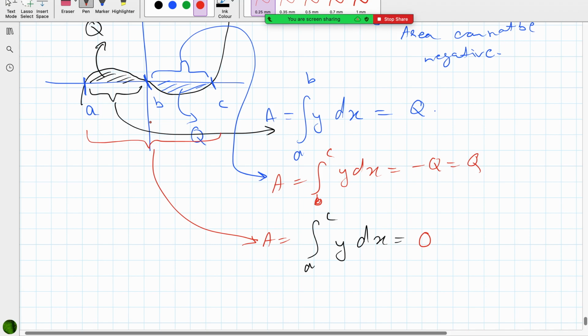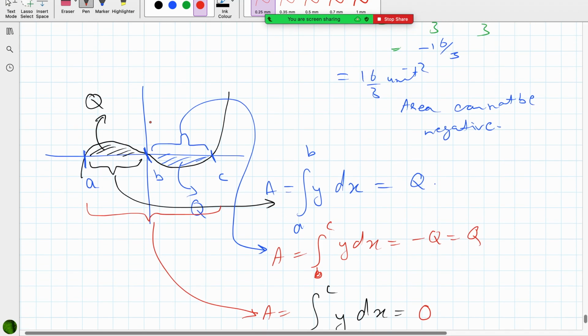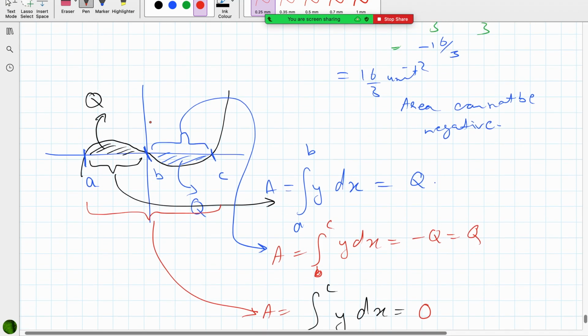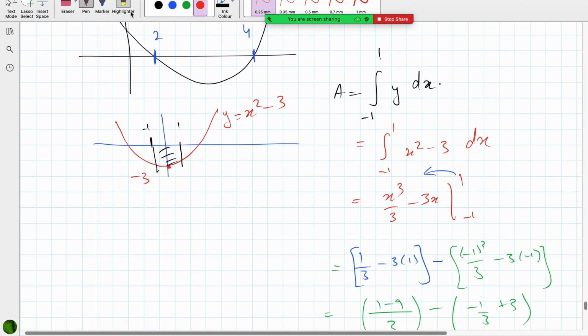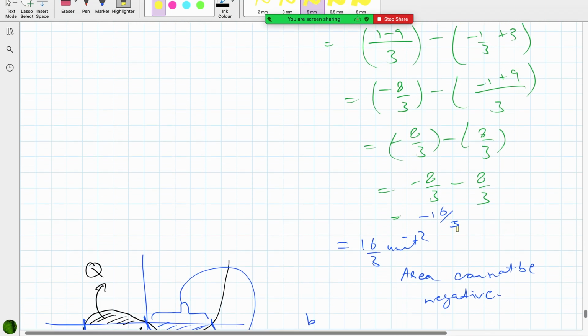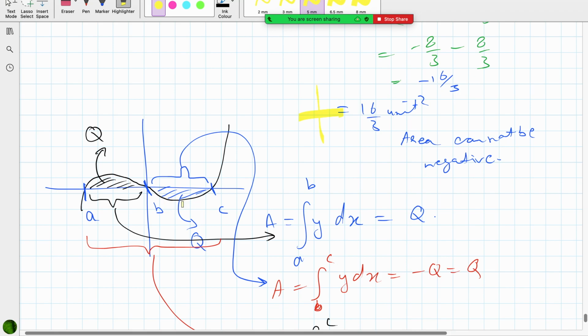Getting the point? Because of the same reason, let's look at this graph. We found this shaded area, which came out to be negative 16 by 3, and we changed it to positive 16 by 3, saying that area cannot be negative. So it is lying below. This negative sign actually tells you that it lies below the x-axis.